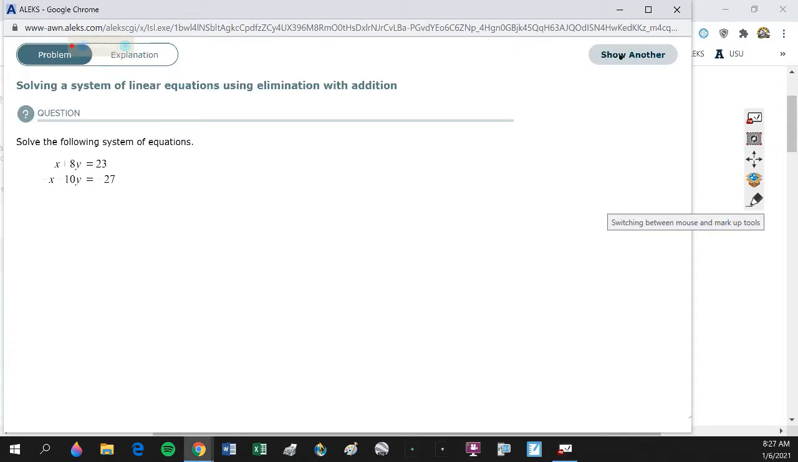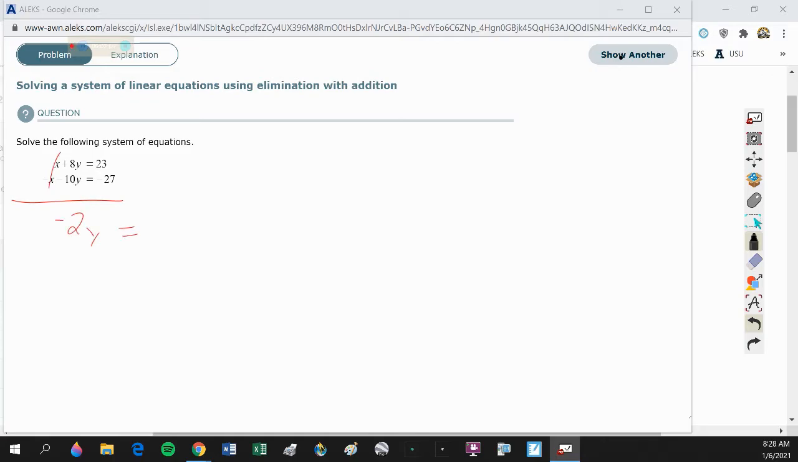This one's already set up. The x's are already opposite of each other. So I can just add -2y equals -4. So y equals 2. Then I plug that 2 back in. X plus 16 is 23. Subtract the 16, and we get 7. So x is equal to 7. Okay.